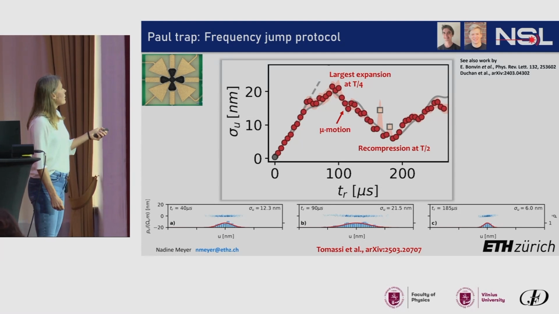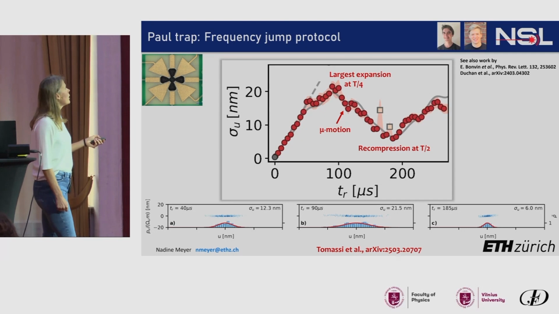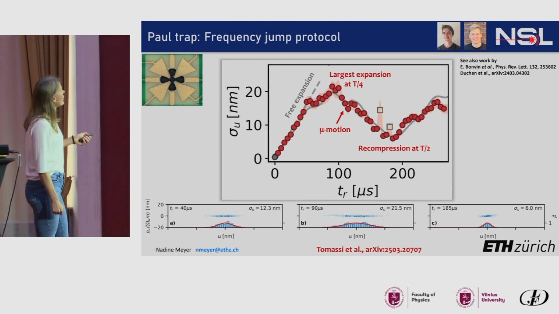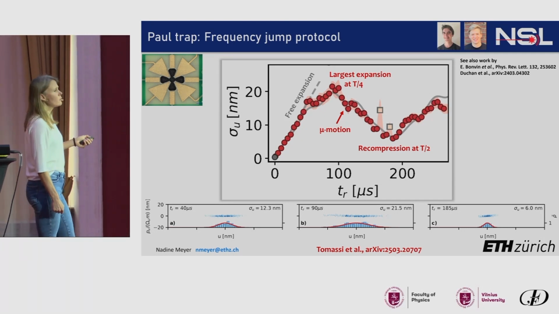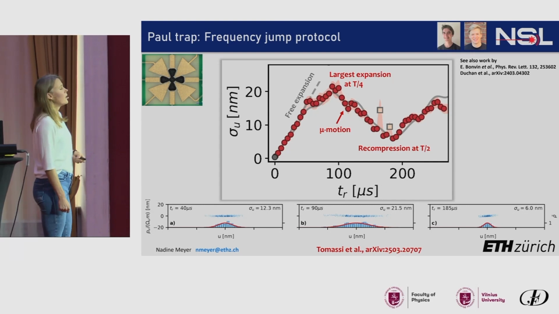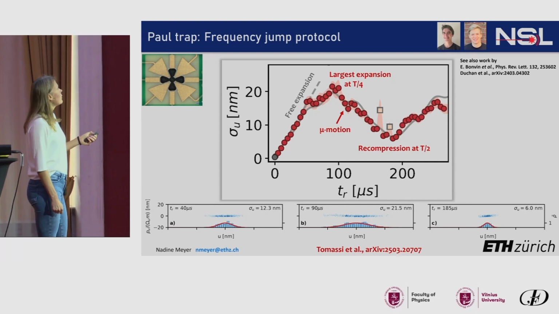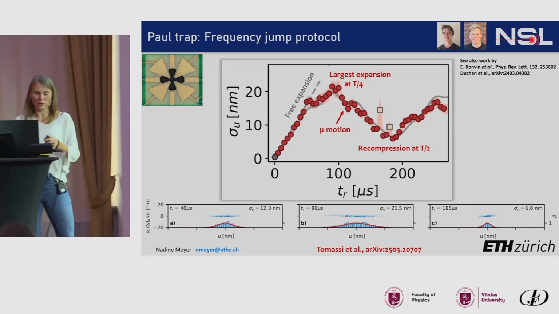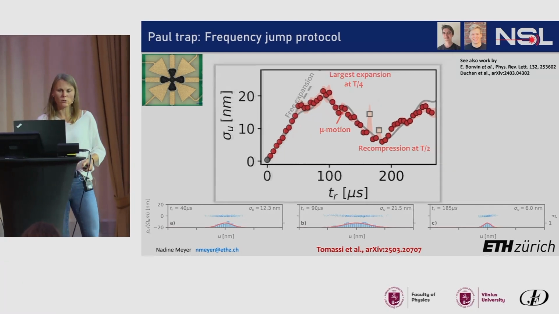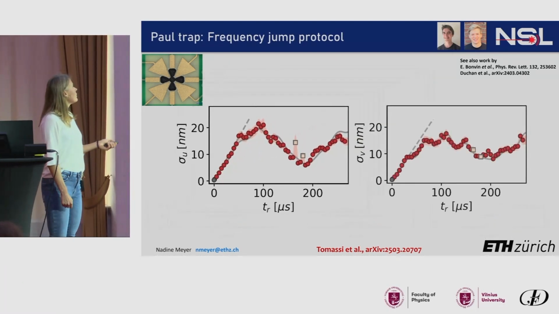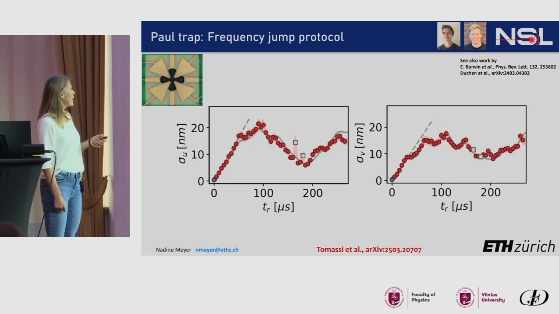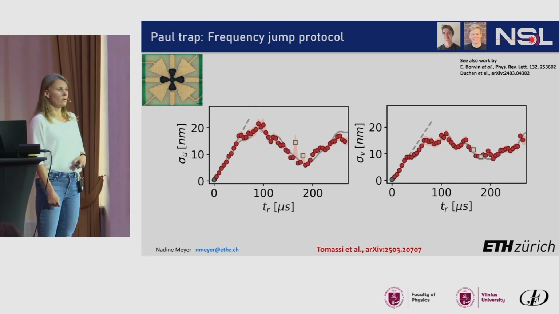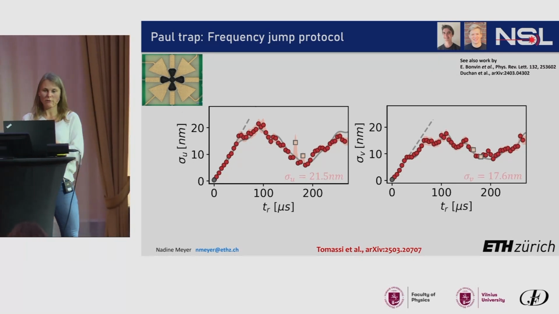And on top, you have these micro-motion wiggles that come from the Paul trap itself. This is well known. And here, as a comparison, I plotted the free expansion, which follows for short times the very same dynamics, but then it would actually overtake the frequency jump protocol as soon as the expansion turns back and shrinks again. And we can do this in the two different Paul trap axes, and in both cases we recover this oscillatory behavior.